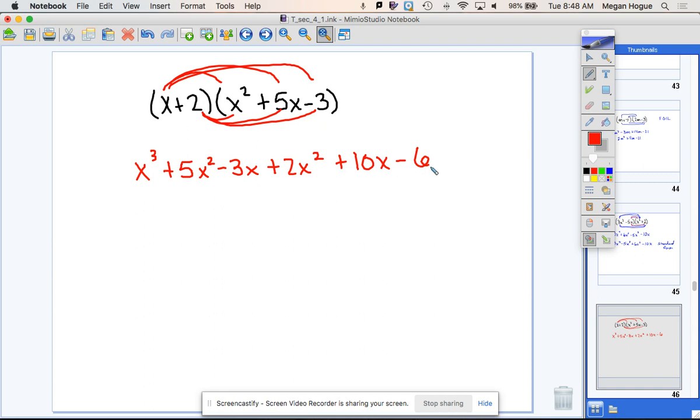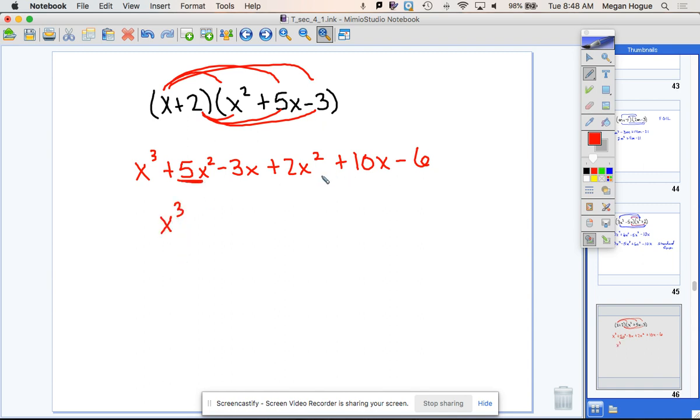What do you think I have to do next? Yep, combine like terms. I start with the biggest degree and I work my way down. So I glance through there. It's usually going to be the first one. It is x cubed. There's no other x cubed, so I start with that.